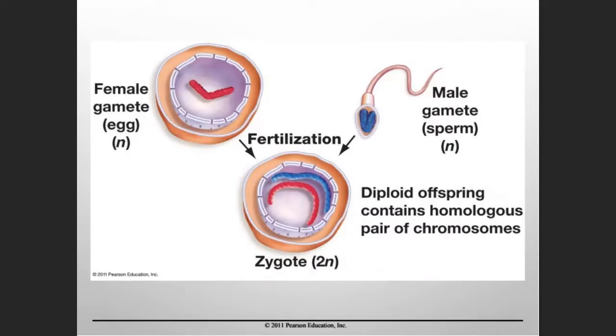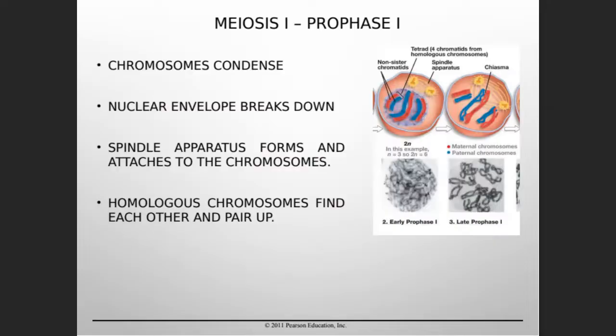And here you've got the female gamete, 1N. Here's the egg, the male gamete, the sperm, which is 1N. You get fertilization, and the diploid offspring contain homologous pairs. So now you've gone back up to 2N. The zygote is now 2N. Now, going back, if you hadn't separated the homologous pairs, you would have extra chromosomes in here now. That would be bad. We'll look at that at the end.